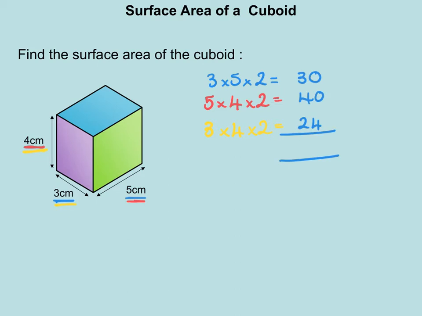Okay, and that's what I get for each of those areas. These ones will be in centimetres squared. So if I add all of those together, we will get 94 centimetres squared. Okay, 94 centimetres squared for those.